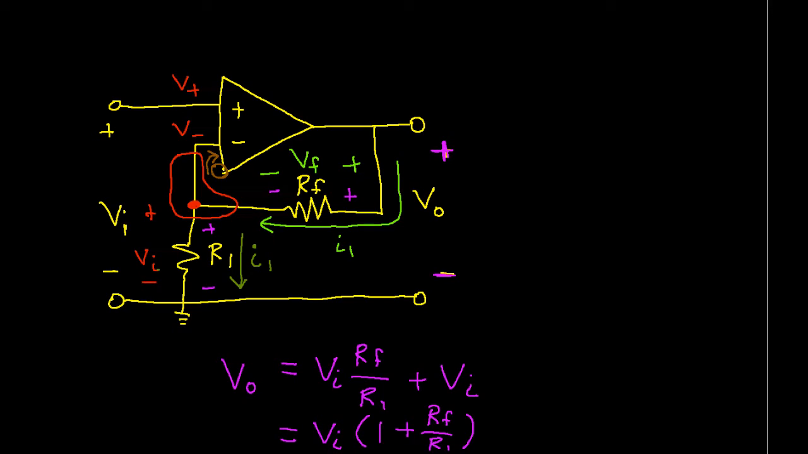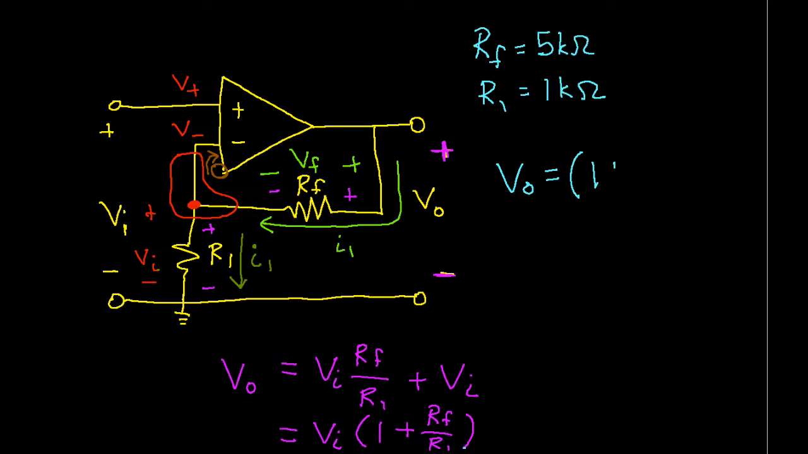So for example, suppose that we have the following component values. Let's suppose that RF is 5k ohms, R1 is 1k ohm. Then we plug the values for RF and R1 into our formula for the gain, and we get that the gain is 1 plus 5k ohms over 1k ohm. That's 5,000 divided by 1,000, which is 5. So the gain of the op-amp circuit is going to be 1 plus 5, which is 6.